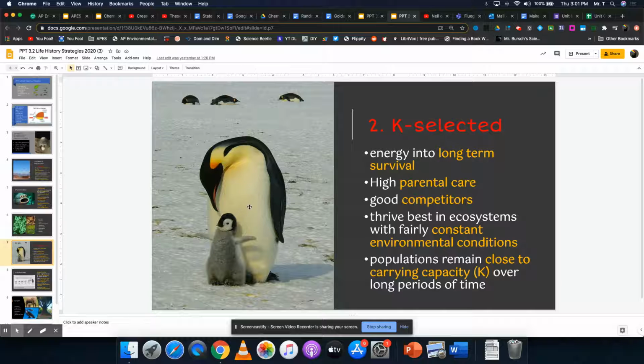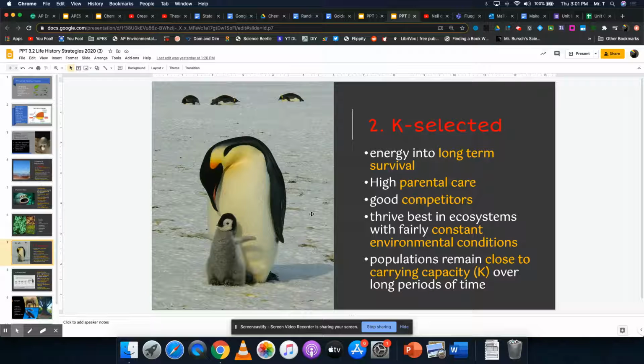For instance, the penguins will lay an egg, and then both parents will take care of it for a long time until it hatches, and then even after it's born to help give it a better chance of surviving to adulthood. They're good competitors. They have more adaptations. Part of that is genetic diversity. R-selected tend to not have as much genetic diversity as K-selected.